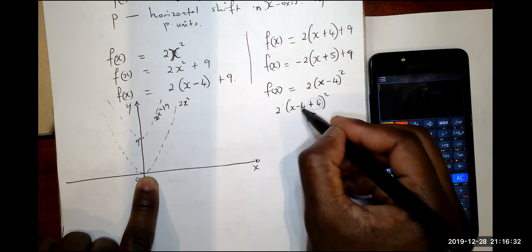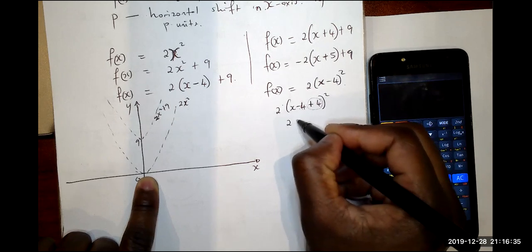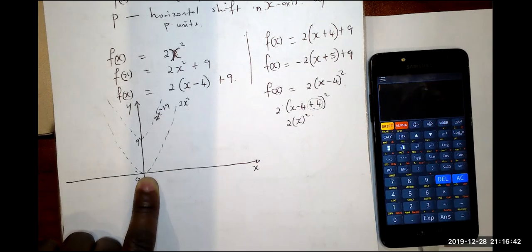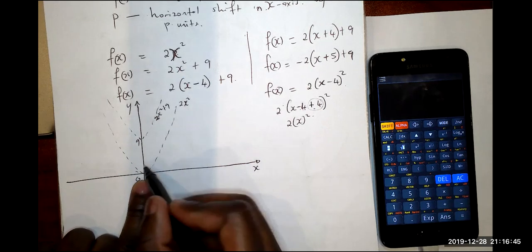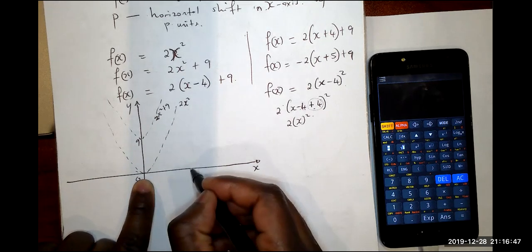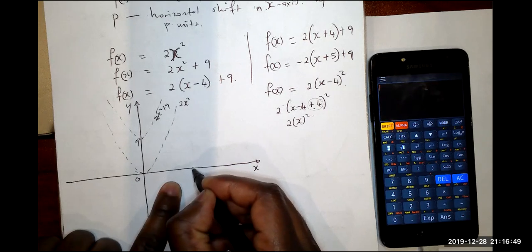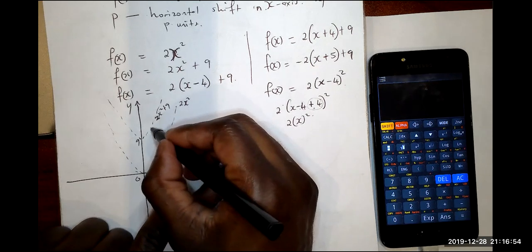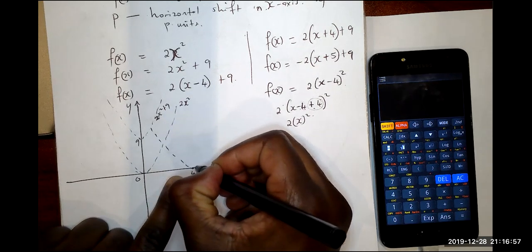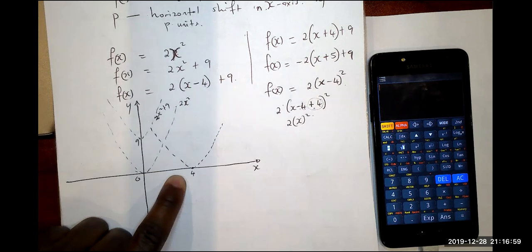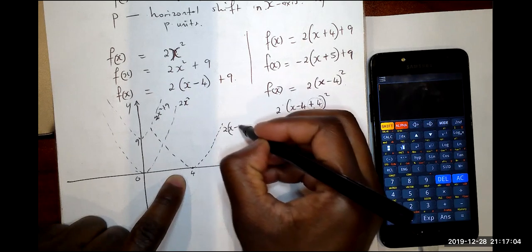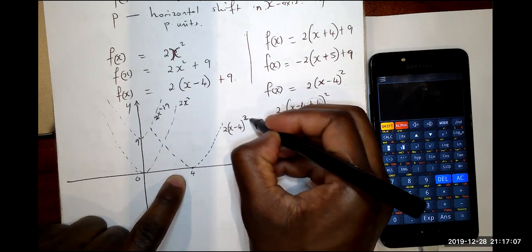If we say minus 4 plus 4, we'll get 0, so we get actually 2x squared, which is our original graph that we're dealing with here. So we need to move 4 units to the right. So this one is 2(x minus 4) squared. That's what we have.